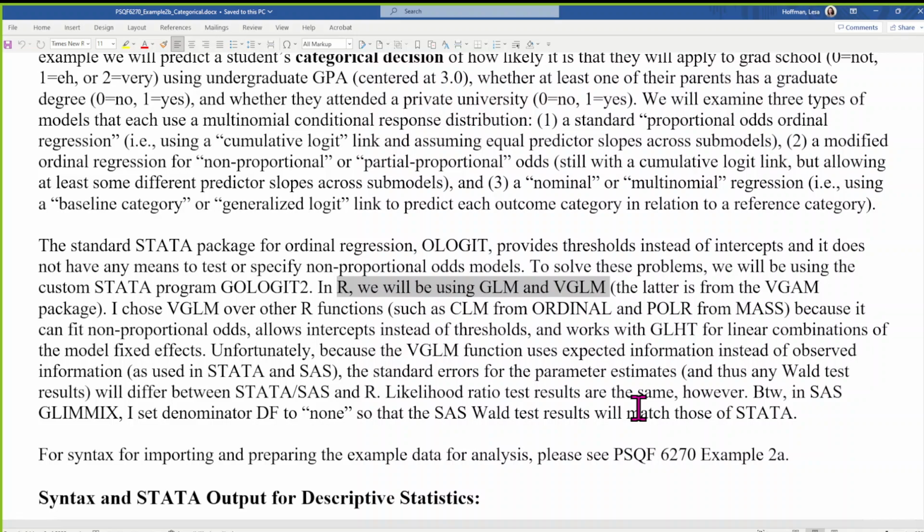In R, however, the GLM package, which is the generalized modeling in base R, does not have non-proportional odds and it spits out thresholds. So I went looking for something else and I found something called VGLM, which is inside of a ginormous package called VGAM, whose documentation leaves a lot to be desired.